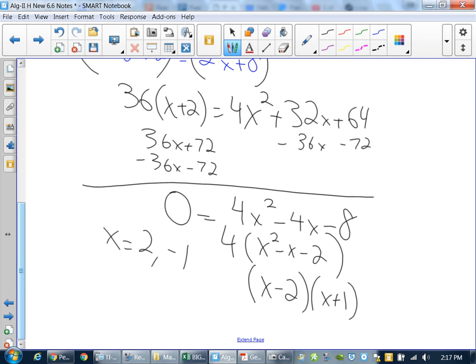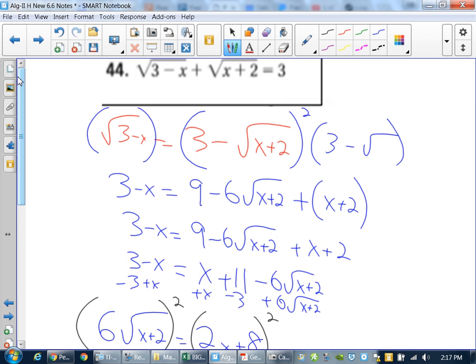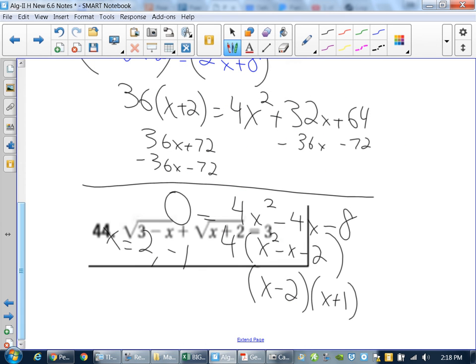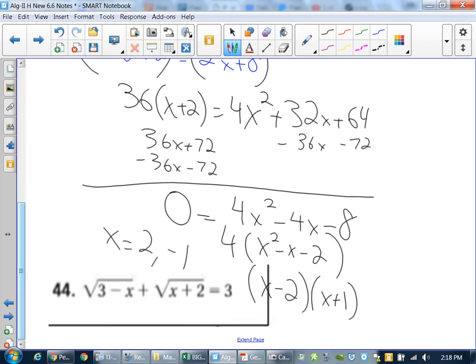Which means way back at the very beginning of the problem, when we checked them, I think I did this one second. Did they both work? I think those both work. The idea here, guys, is that sometimes you have to do quite a bit of work to go through these. Okay?